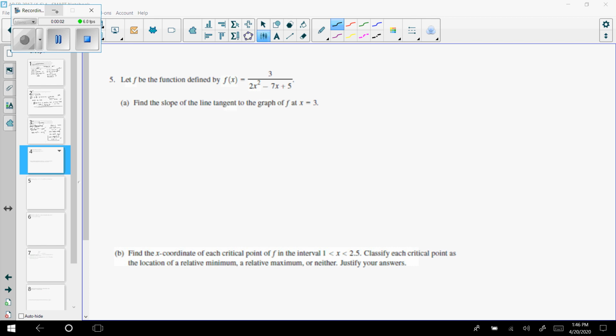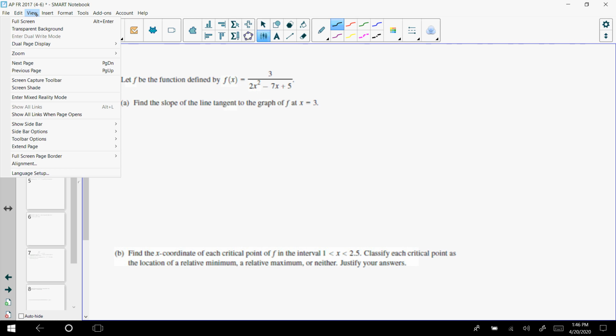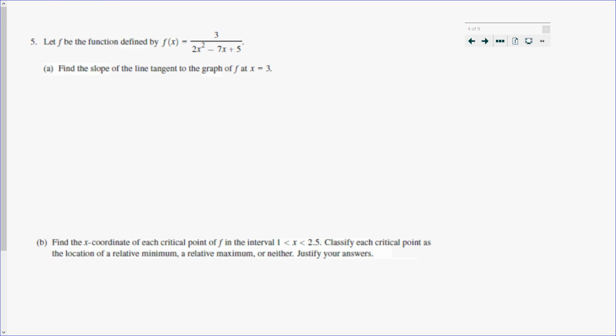Back to the 2017 AP exam. We are going to be taking a look at question number 5. So let's go and get started. Question number 5A says, find the slope of a line tangent.